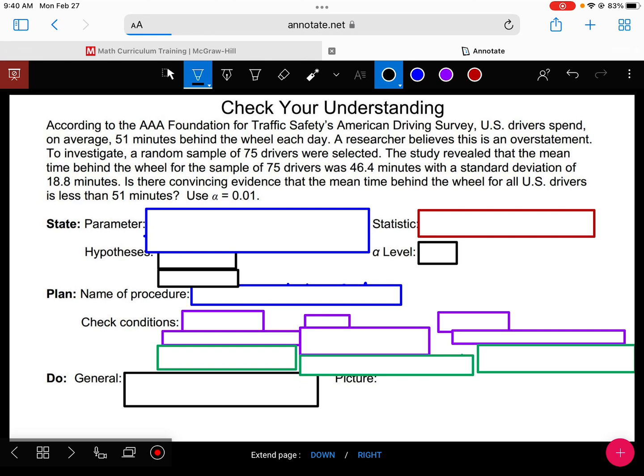And because it's less than 30, you had to have drawn a picture showing that it was approximately normal. Yes, you don't have any skewness or outliers in your sample. So you would need a picture of that to show me that. Okay.